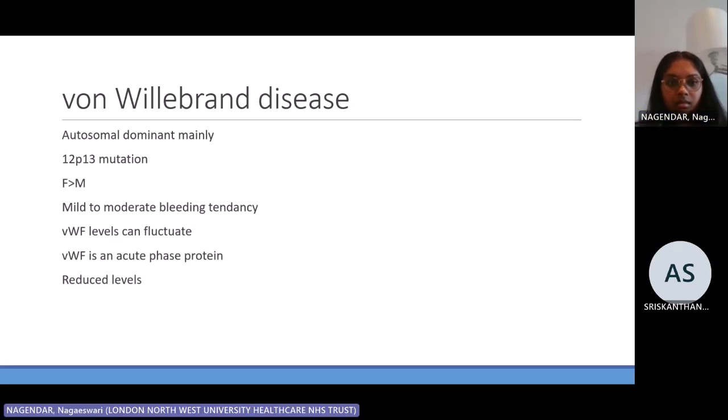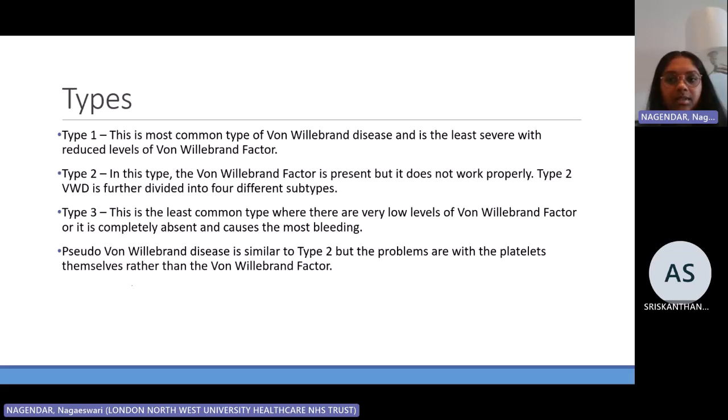Okay. So these are the different types. The most common type is actually type 1. This is the least severe, and it typically presents just with reduced levels of the factor. Type 2, the factor is present, but it does not necessarily work properly. And this can then be divided into 4 different subtypes. And just for your reference, the type that can cause thrombocytopenia is 2B.